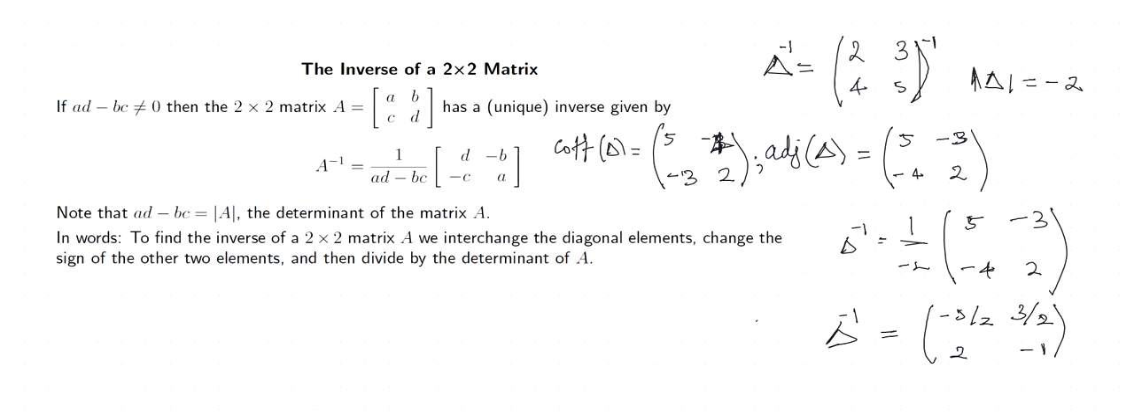See my writing? Yes, uncle. So double check that whether we have done it correctly. Minus 5 over 2 and 3 over 2, and then 2 and minus 1. Multiply this with the original delta matrix, that will be 2, 3, 4, 5. This should give us the identity matrix. That means we found the inverse matrix correctly.